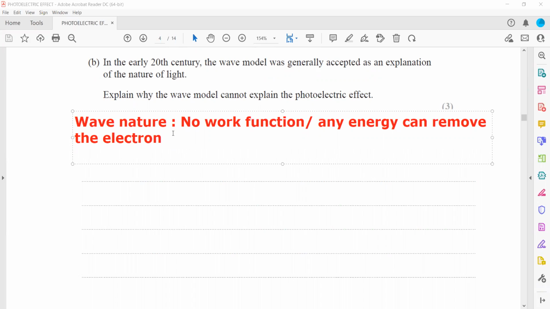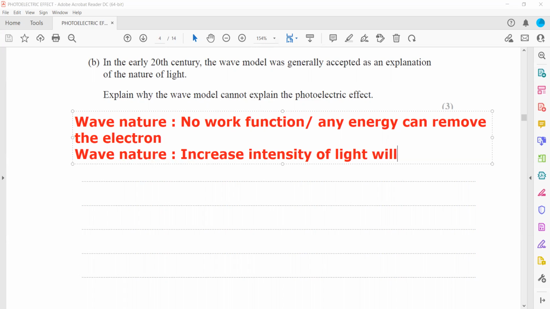That is one thing. The second thing: according to wave nature, when we increase the intensity of the light, it will increase the kinetic energy, it should increase the kinetic energy. But practically, what happens is the opposite: increasing the intensity increases the number of electrons.